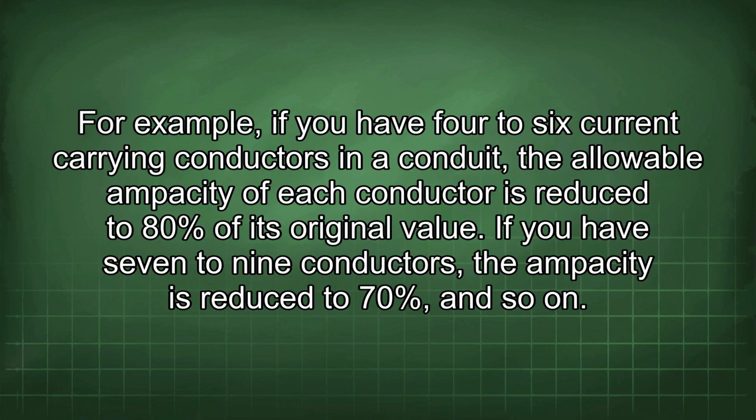For example, if you have 4 to 6 current-carrying conductors in a conduit, the allowable ampacity of each conductor is reduced to 80% of its original value. If you have 7 to 9 conductors, the ampacity is reduced to 70%, and so on.